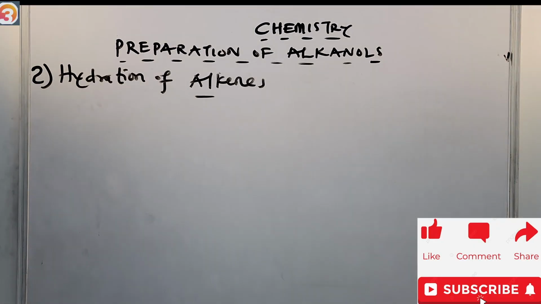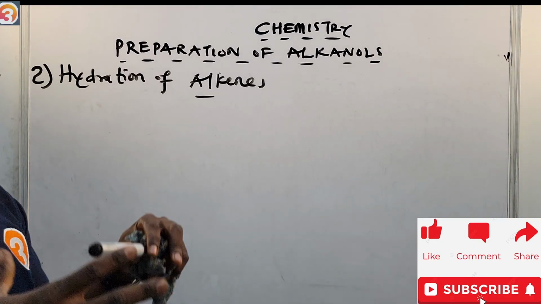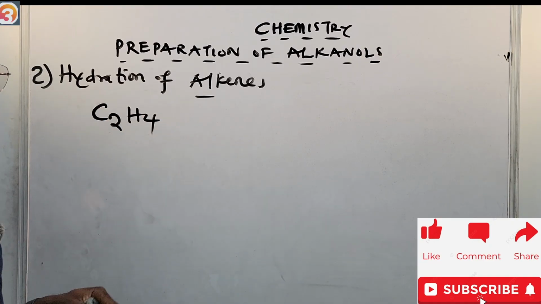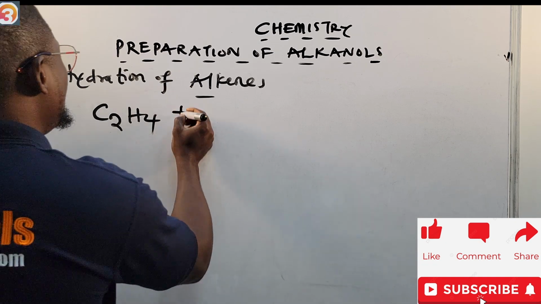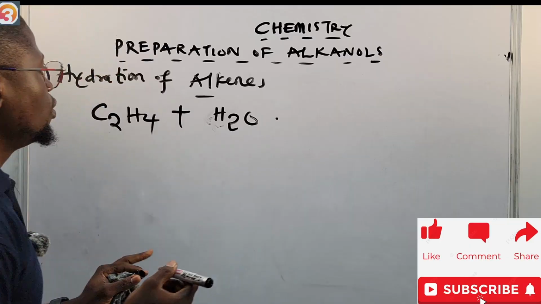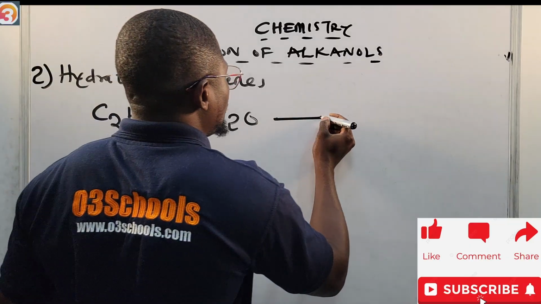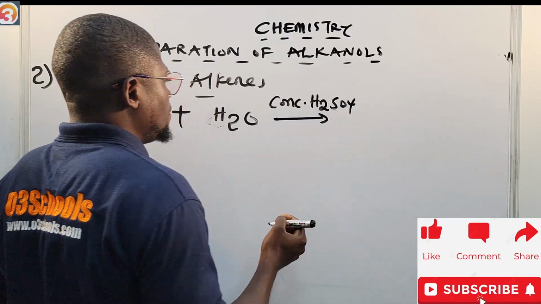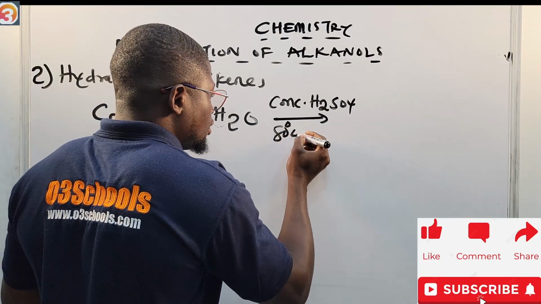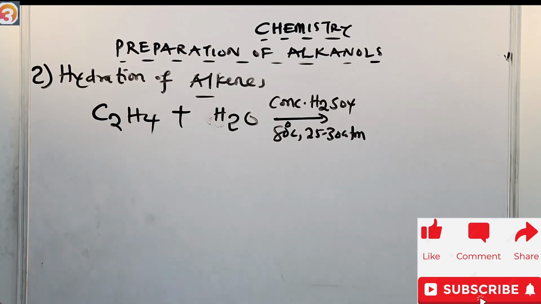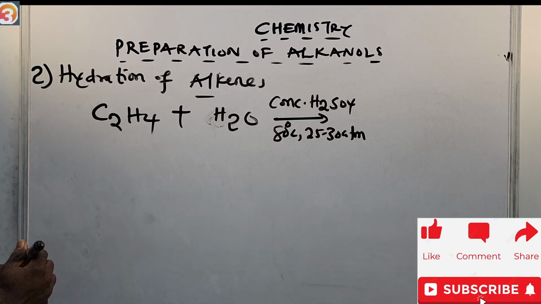So let us see hydration of alkene. Let's say, for example, we use ethene. Ethene is C2H4. When we carry out hydration, it means that we are adding water to it, plus water, H2O. When we add water, the condition of the reaction, of course, is concentrated H2SO4, 80 degrees Celsius, 25 to 30 atm. These are the reaction conditions. So this is ethene. Put it here.